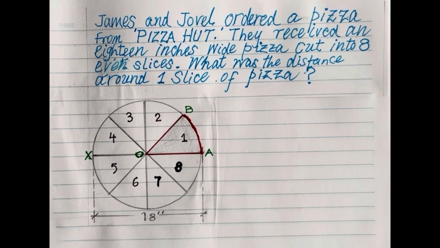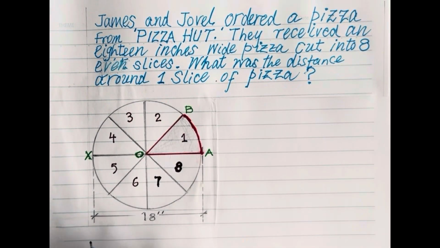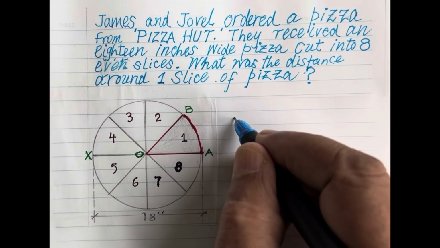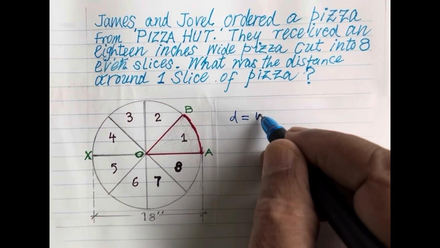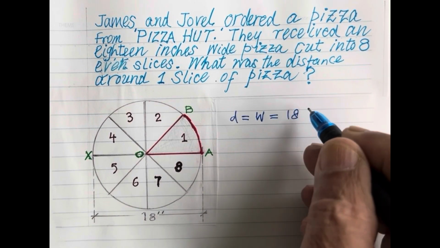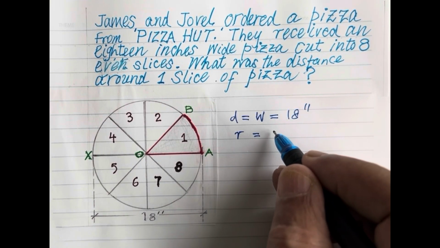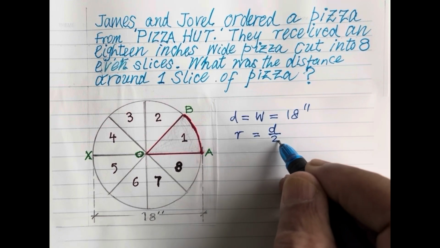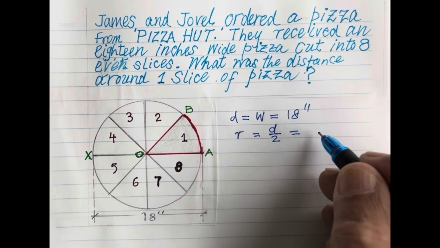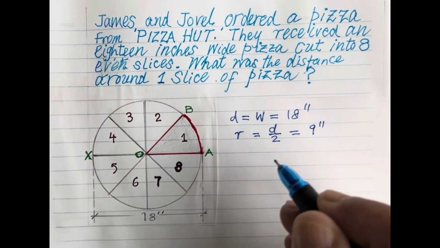The pizza is a circular object, therefore it has a diameter, radius and circumference. So the diameter of the pizza would be the width of 18 inches. So we can write diameter equals the width of the pizza, that is 18 inches. And since radius is half of the diameter, d over 2 would be 9 inches.